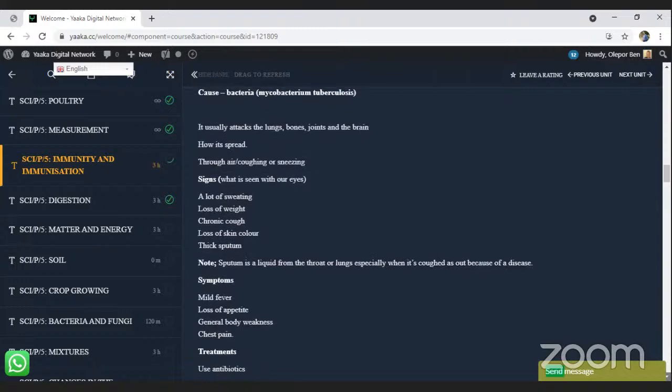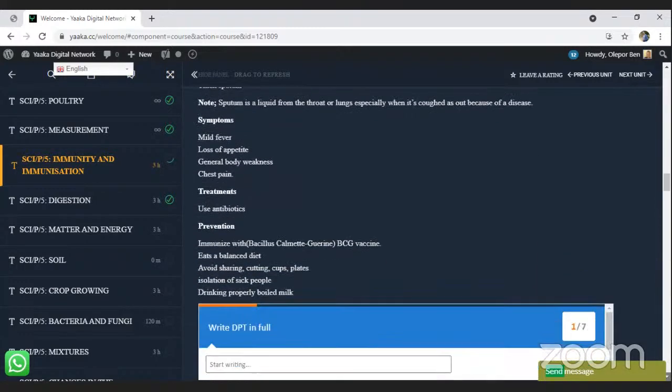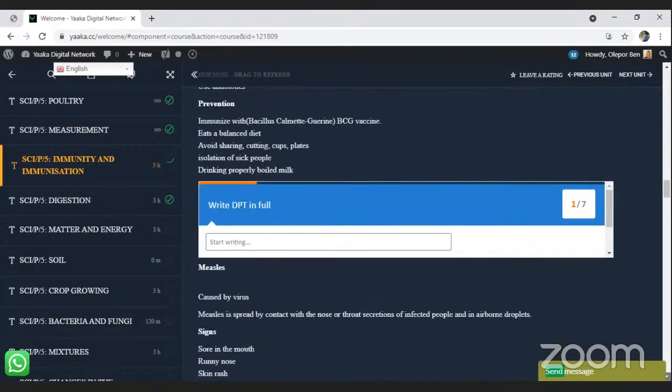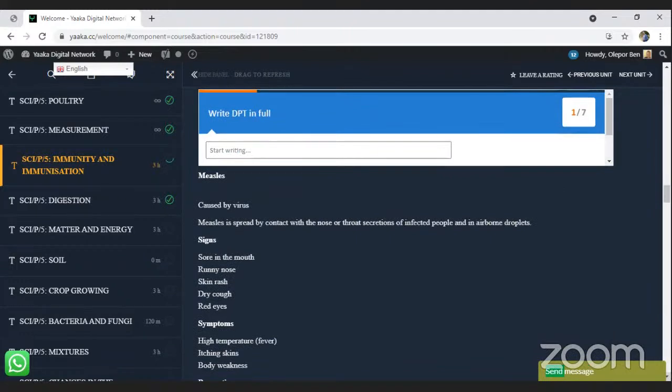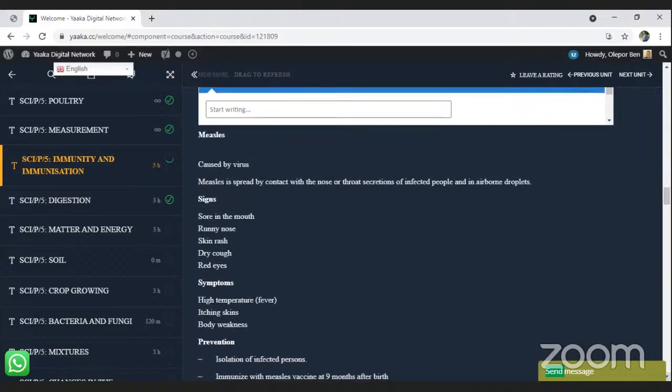Measles. Cause: virus. Spread through air. Signs and symptoms: skin rash, runny nose. Effects: leads to blindness. Prevention: immunize.